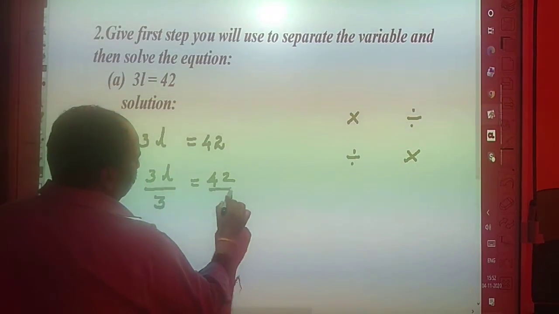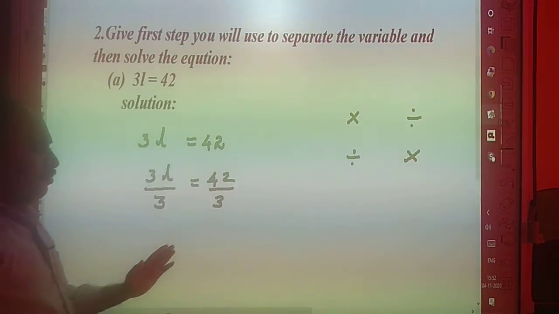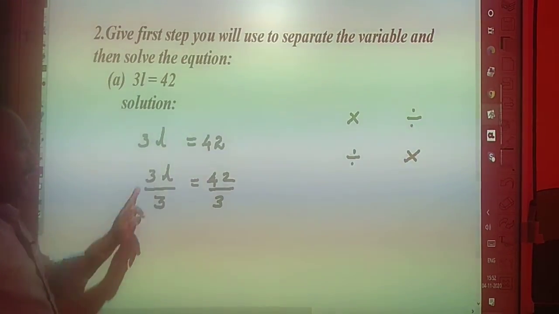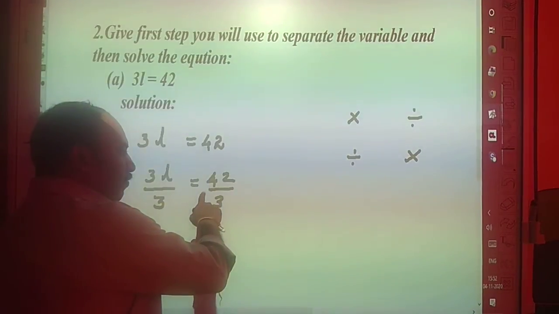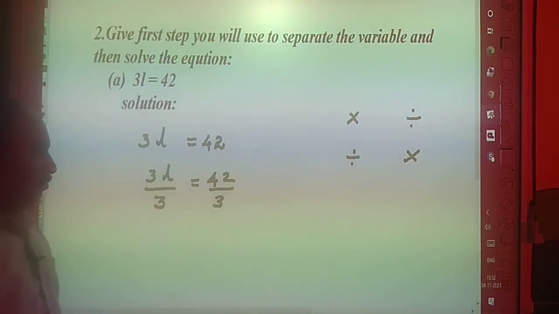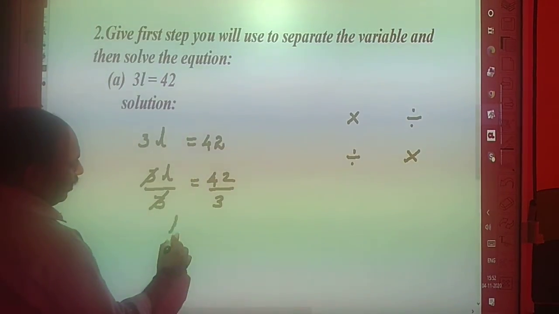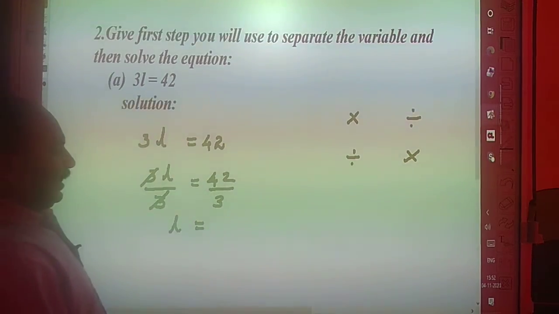42 divided by 3. Listen again. 3 into L is there, so we want to divide by 3 on both sides. 3L divided by 3 is equal to 42 divided by 3. The 3 cancels, remaining L only. L is equal to 42 divided by 3.